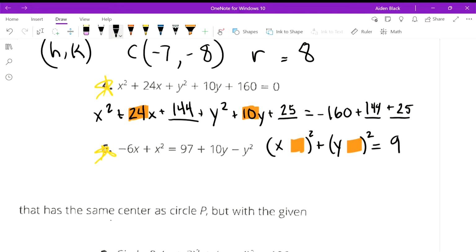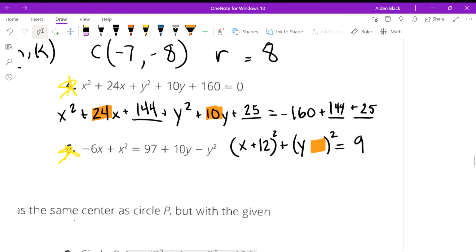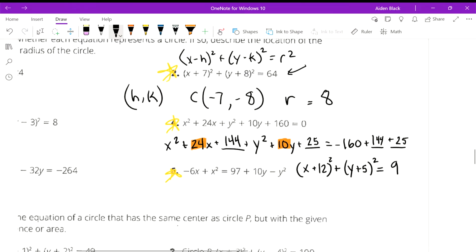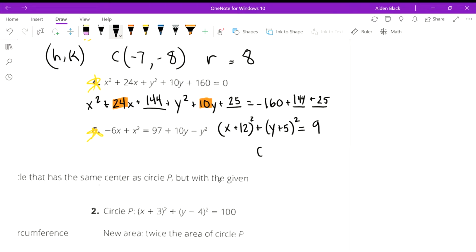So let's look at it. Take 24, cut it in half. That's all you do. It's a positive, sorry, should be 12. Cut it in half. And since it's a positive 10 for our y, we will cut that in half. And this is what we get. Now it asks us to find the center and the radius, so we should have center is (-12, -5), and our radius is the square root of 9, because 9 is our radius squared.